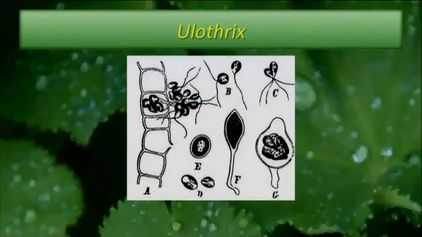This is part of the sexual cycle. So here you have the spores released, the individual spores coming together, fusing, forming a zygote.